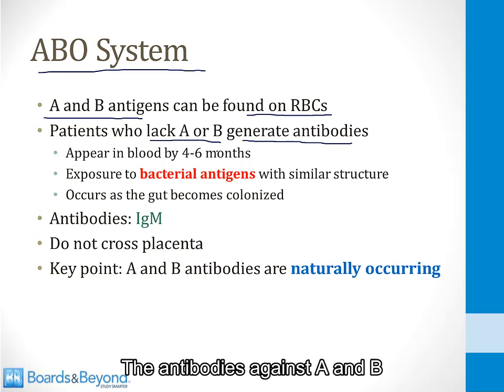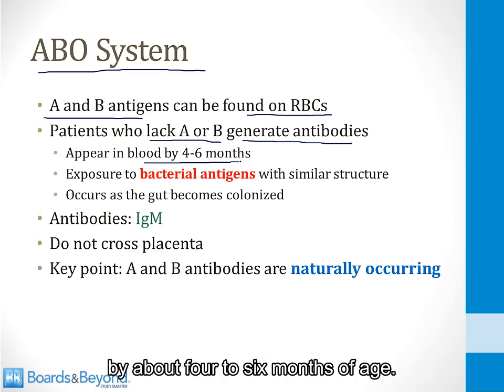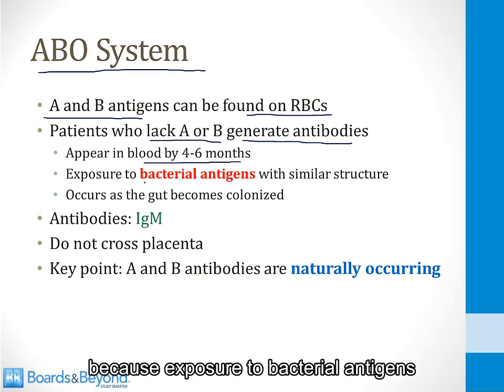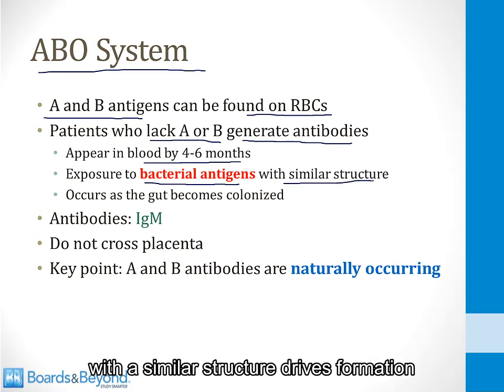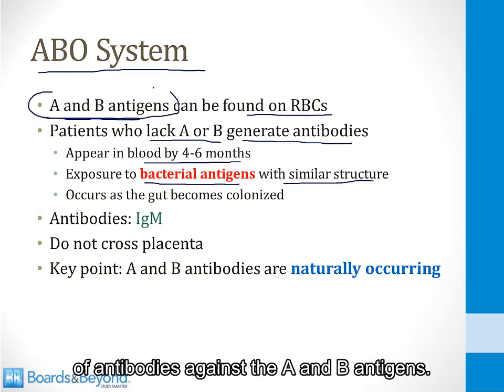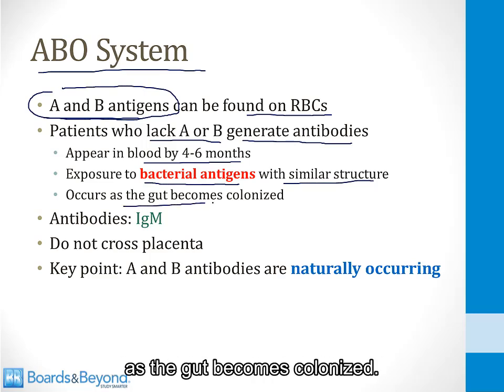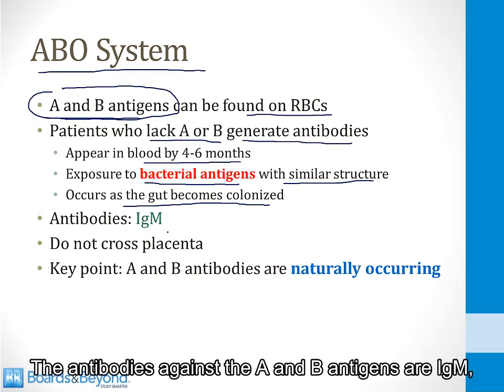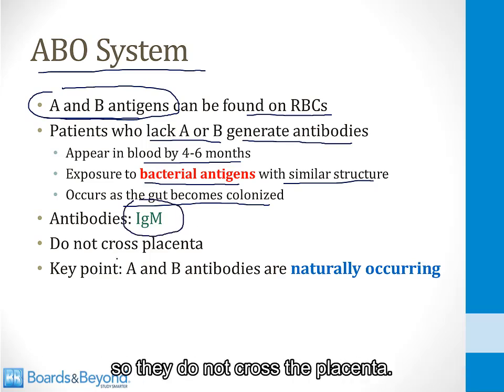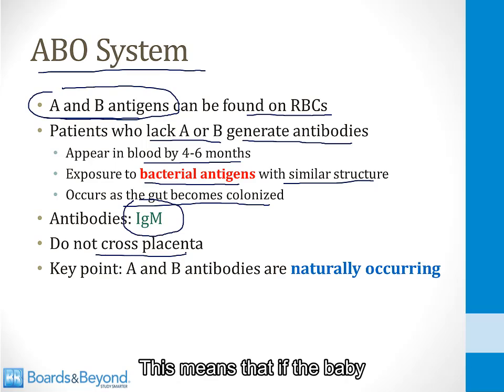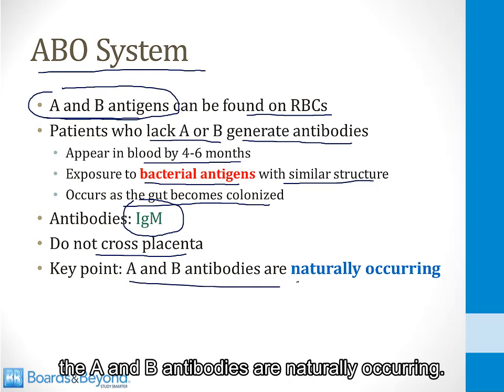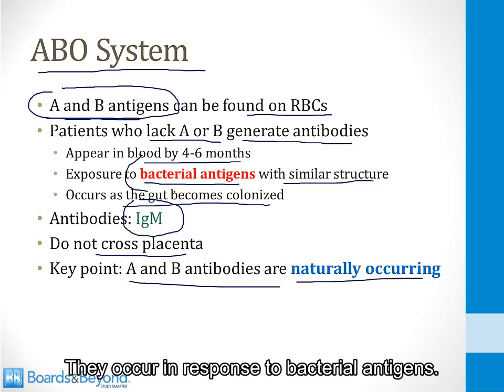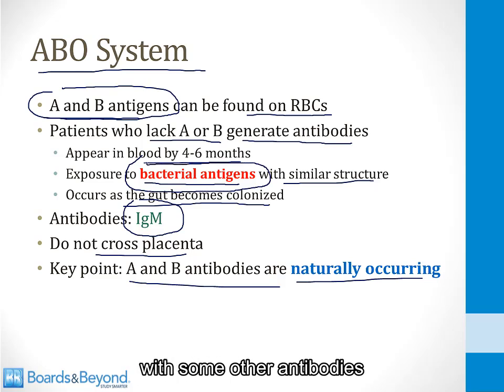The antibodies against A and B appear in the blood by about 4 to 6 months of age. The reason they appear is because exposure to bacterial antigens with a similar structure drives formation of antibodies against the A and B antigens, and this occurs in babies as the gut becomes colonized. The antibodies against the A and B antigens are IgM, so they do not cross the placenta. This means that if the baby has a different blood type from the mother, that will not be a problem in terms of these antibodies. A key point is that the A and B antibodies are naturally occurring. They occur in response to bacterial antigens, and this is in contrast with some other antibodies that we'll talk about later to other red blood cell antigens.